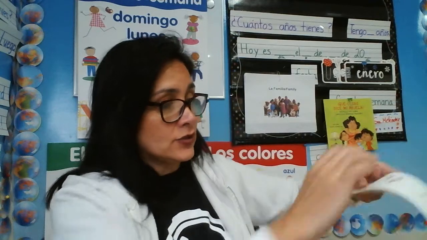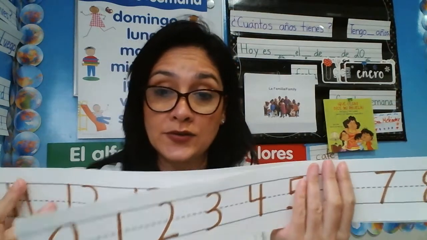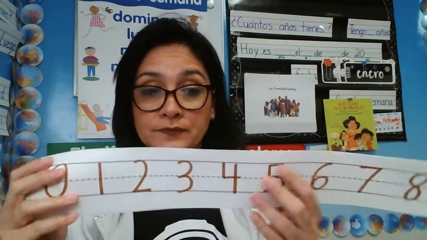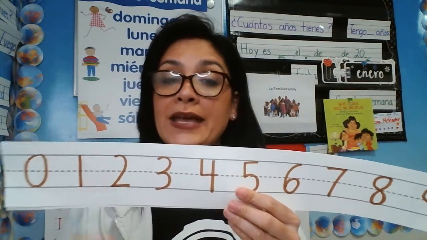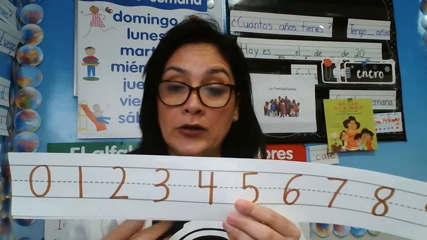And I've said this before when we were using the question, ¿cuántos años tienes? How old are you? We went over our numbers. And the symbols are the same as in English. So we use the same numbers as you do in English. The same symbols, 0, 1, 2, 3. But we pronounce them different.